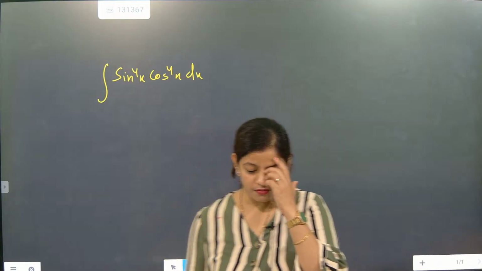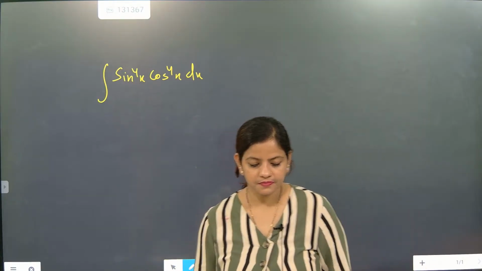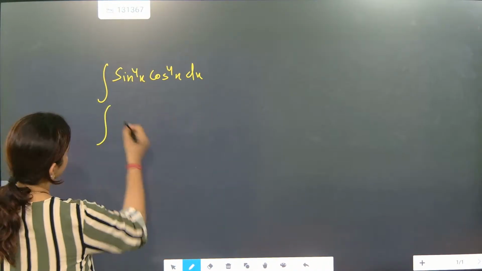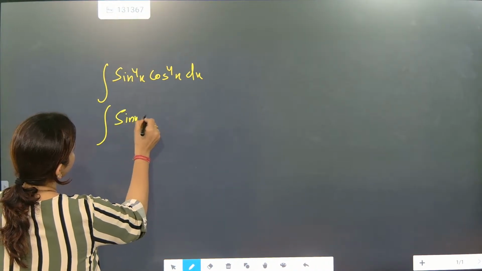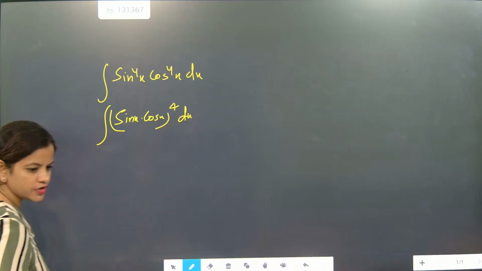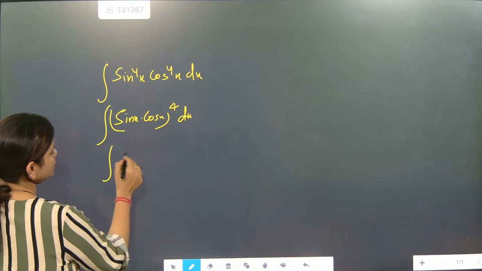Can I solve? Because I gave you enough time. Now look here. First work is, check this one out: sin x cos x to the power 4 dx. First step over. Next one. Here I want to put 2.